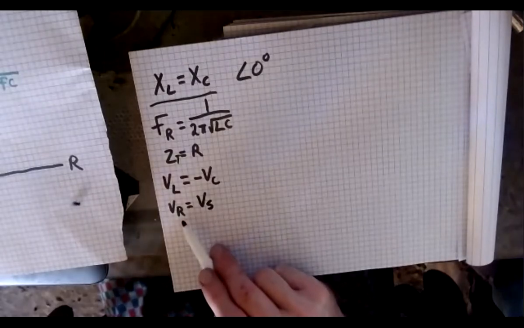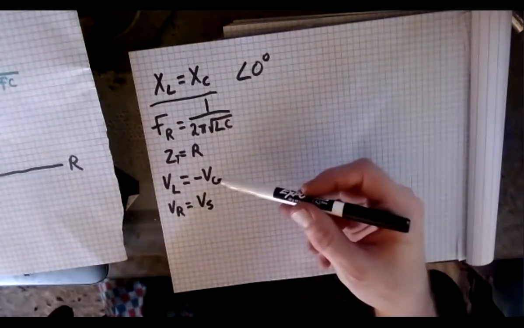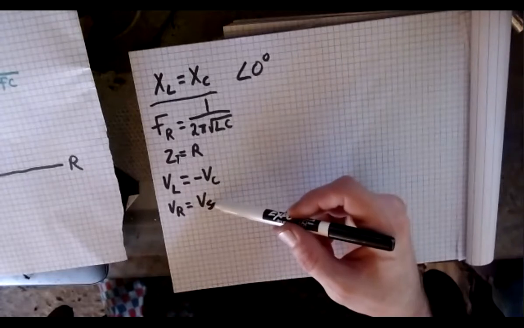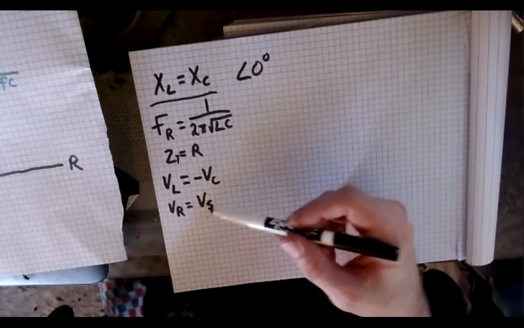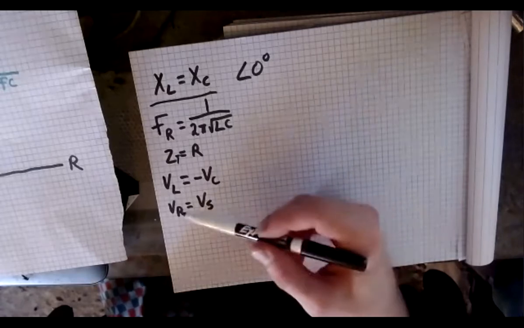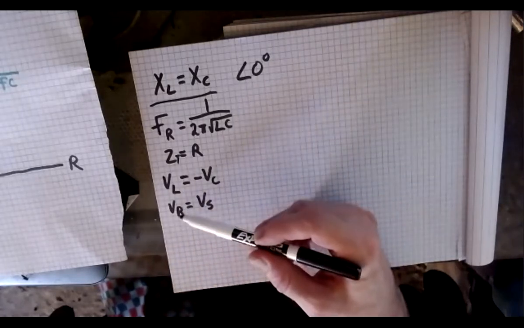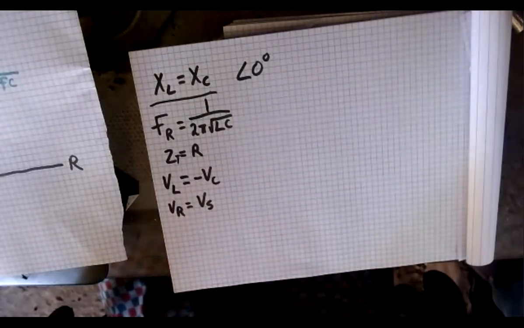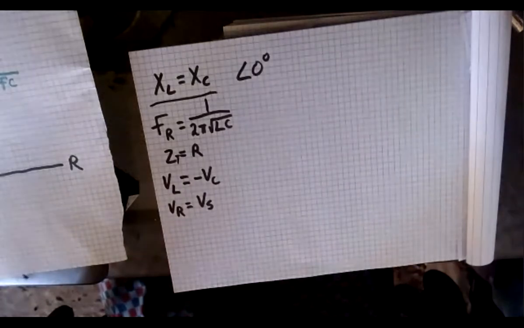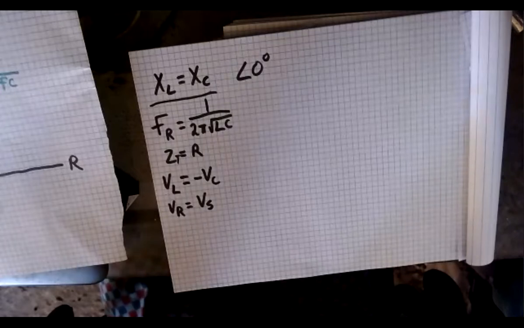That my voltage across my resistor, because these two are canceling each other out, is going to equal the full voltage supply. So whatever I have the voltage supply set to, that should be my exact magnitude across that resistor. I hope this is somewhat making sense. I'm leading up to something here.